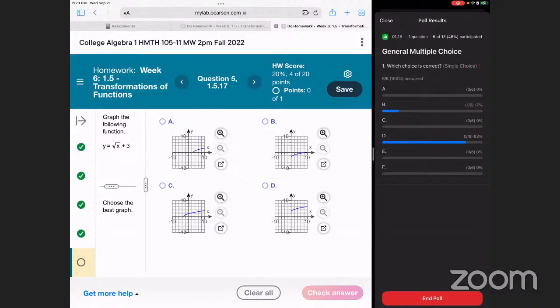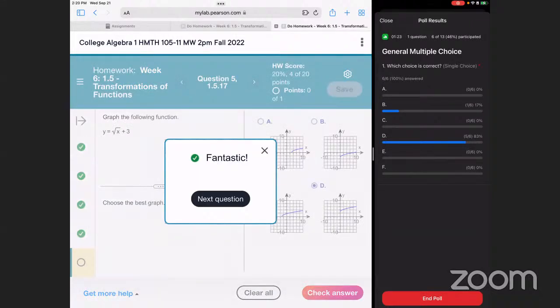I can get down with D, right? So let's choose D and check the answer. God is good. All right, let's do another one.